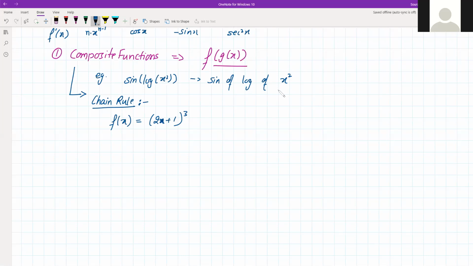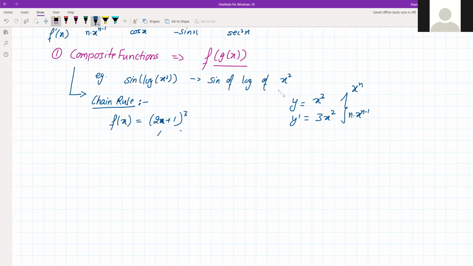If function is just x cube, then we know that y dash will be 3x to the power 3 minus 1, that is 2. This formula is directly, we have a standard function for this, that is x to the power n. Then here we have n into x to the power n minus 1. Now this is a standard formula, and all the standard functions which we have seen, they are direct functions of x. So for example, x cube is a function of x. It is cube of x. But if you see here, this is not cube of x. This is cube of 2x plus 1, which itself is a function of x.